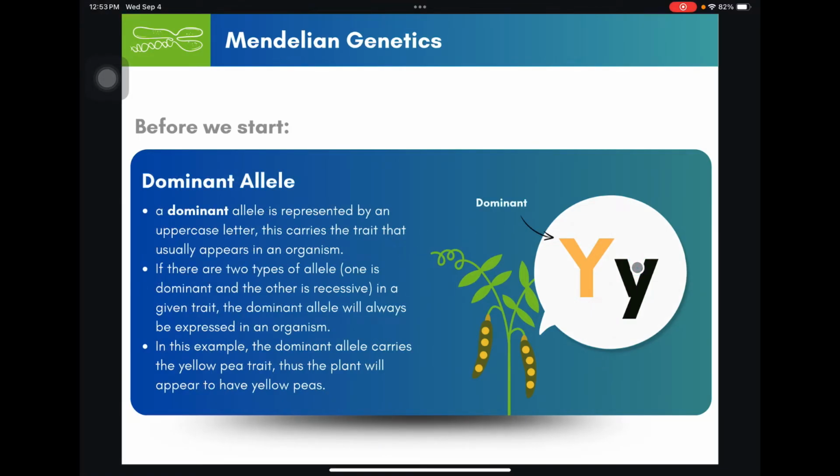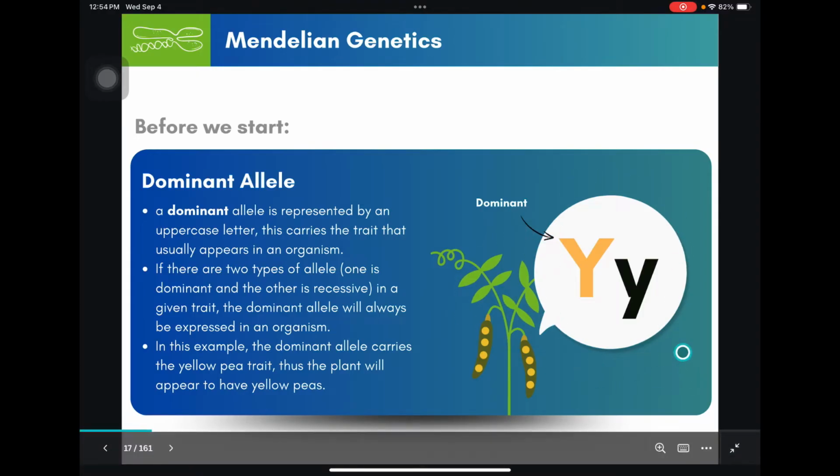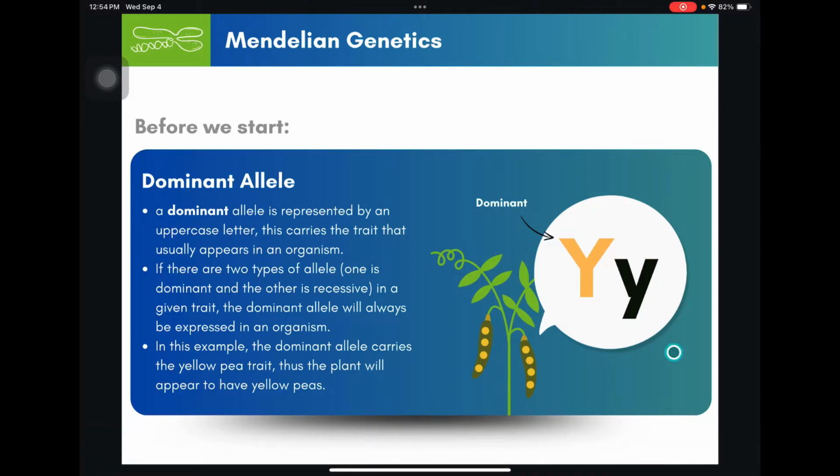One of the traits may contain a dominant allele, and a dominant allele is usually represented by an uppercase letter. This will carry the trait that is usually expressed in an organism. If there are two types of alleles in a given trait, like this one, the dominant allele will be expressed in the organism. For example, this uppercase letter is a dominant allele which carries the yellow pea allele, and this lowercase letter is technically the recessive allele which carries the green pea allele.